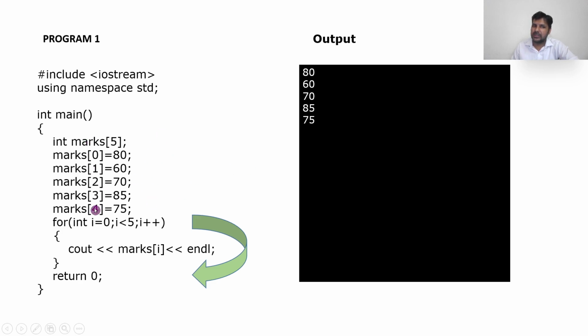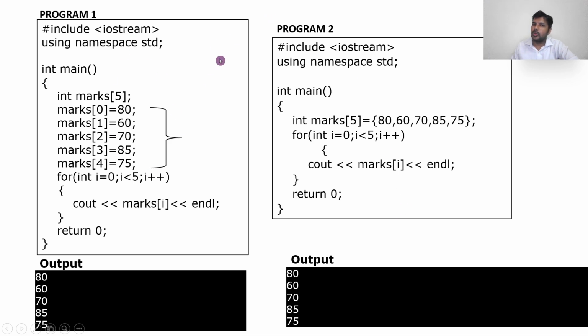Okay, so an array is a collection of similar elements and it stores them in continuous locations, and it starts with 0 and ends with the size minus 1, right? Okay, so you can see that there are two programs. Either you can write like this or like this. Both the answers are the same. Both the outputs are the same, right?